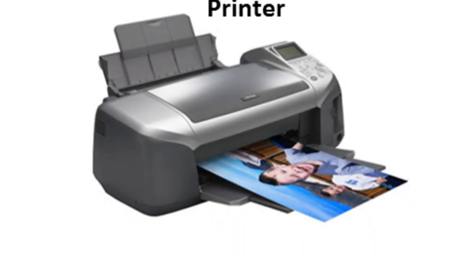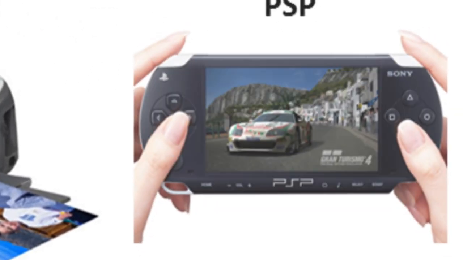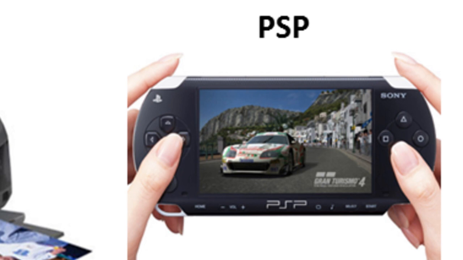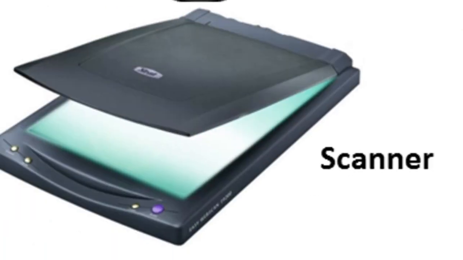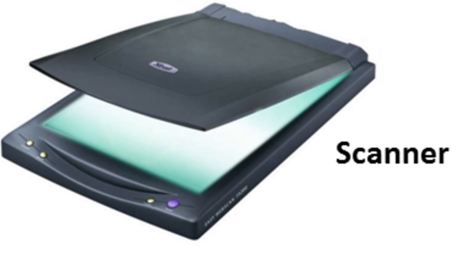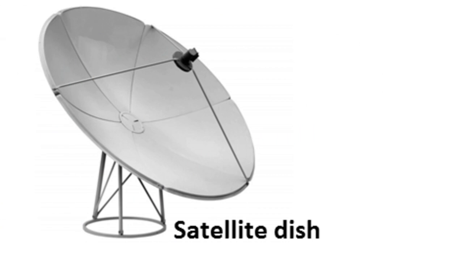This is the printer. It is used for printing texts and documents. This is called PSP. It's an acronym for PlayStation Portable. It is used for playing video games. This is scanner. It is used for scanning text. It turns text into pictures. This is a satellite dish. It enables us to have many TV channels on our televisions.